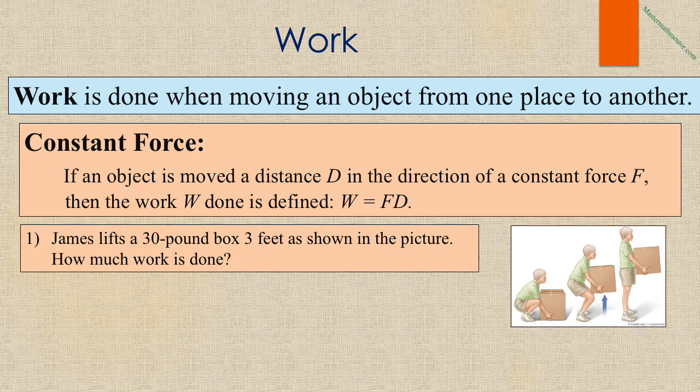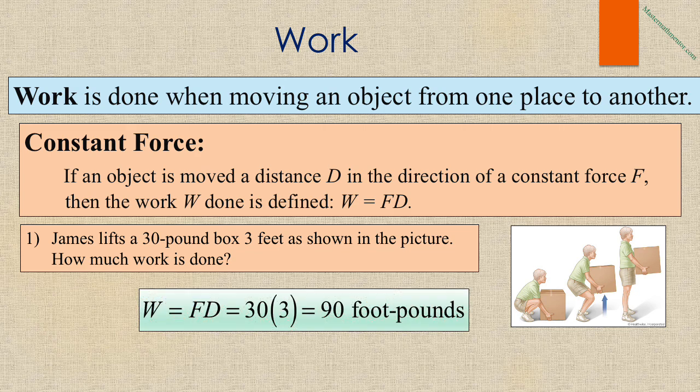So if James lifts a 30-pound box 3 feet, as shown in the picture, we'd like to find out how much work is done. And the answer is simple. Work is equal to force times distance, which is 30 times 3, and we get 90, and the measurement is foot-pounds. In countries that do not normally use the metric system, like the United States, work is usually measured in foot-pounds, inch-pounds, foot-tons, or perhaps even mile-tons.